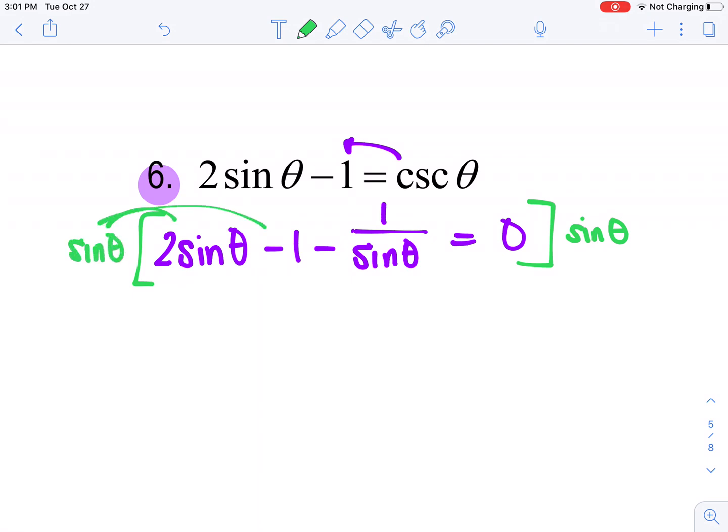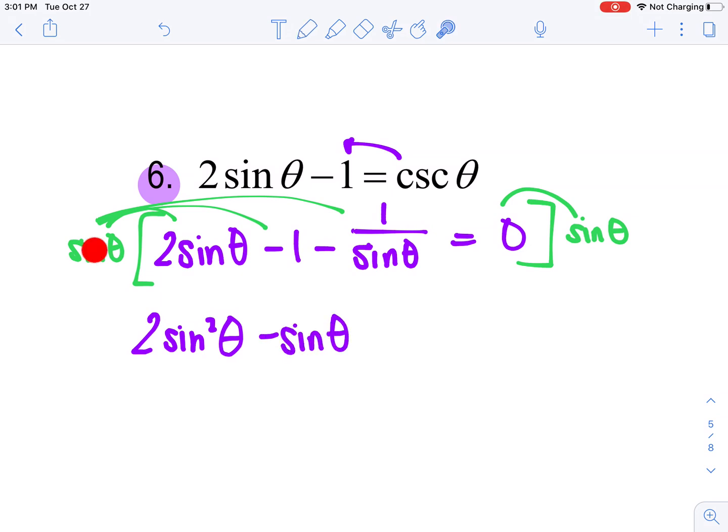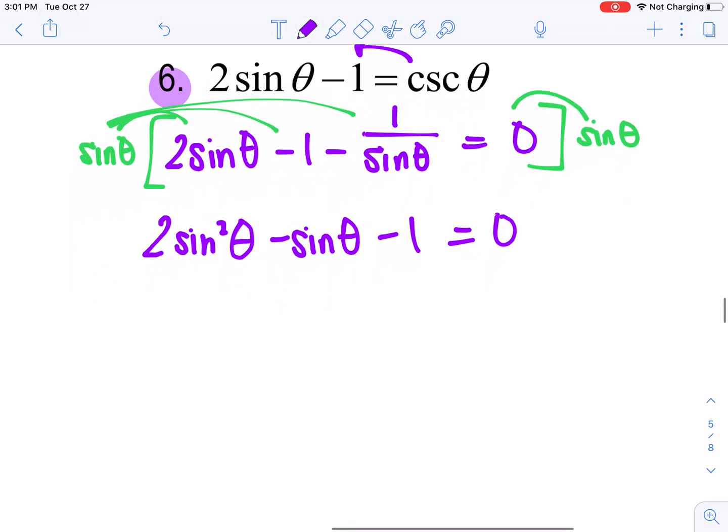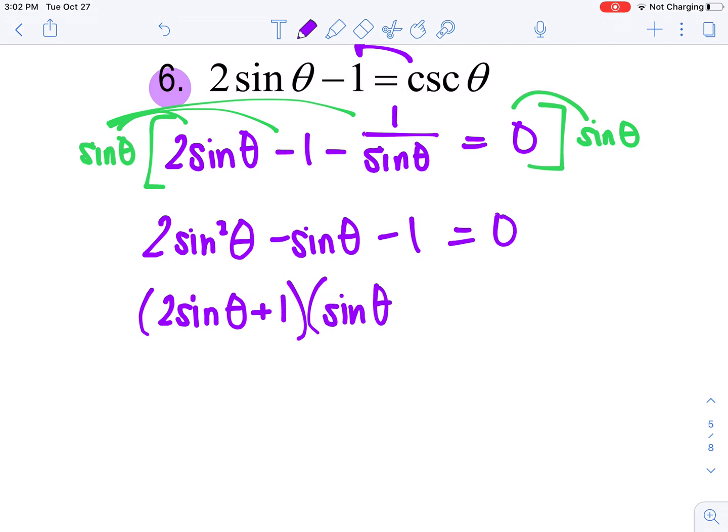If we do that and distribute it to every single term, let's take a look at what happens. Sine of theta times 2 sine of theta is 2 sine squared. Sine times negative 1 is negative sine. And then sine times 1 over sine, the sines will cancel and we'll be left with negative 1 equals 0. So by multiplying through by the LCD, now we have this quadratic that we can factor. So again, just like we did before, 2 sine of theta plus 1 times sine of theta minus 1 equals 0.